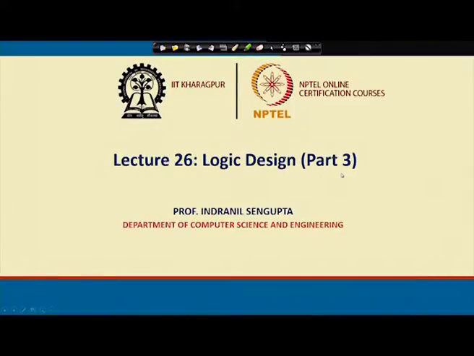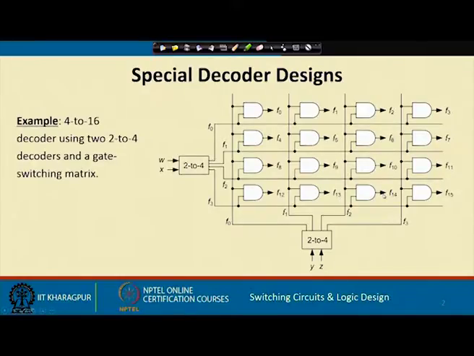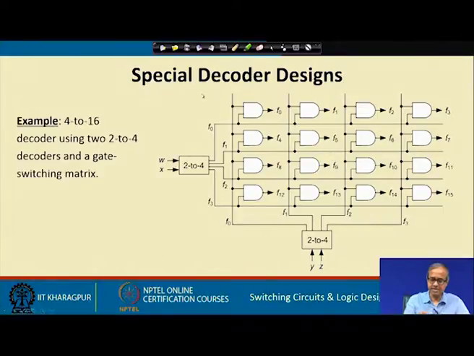We continue with our discussion on logic design. This is the third part of our logic design lecture. Now, here the first thing that I would like to talk about is to discuss some kind of special decoder design, but before I go into it, let me try to give the motivation.